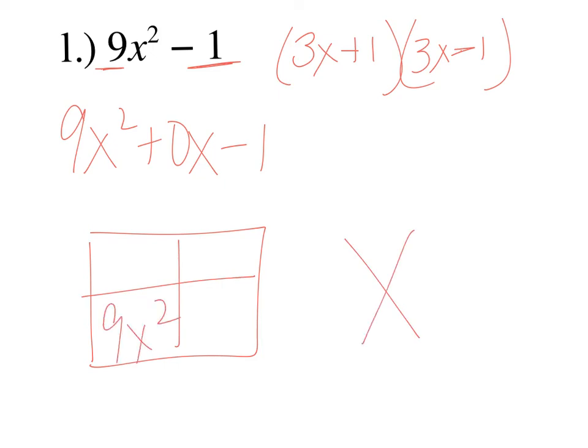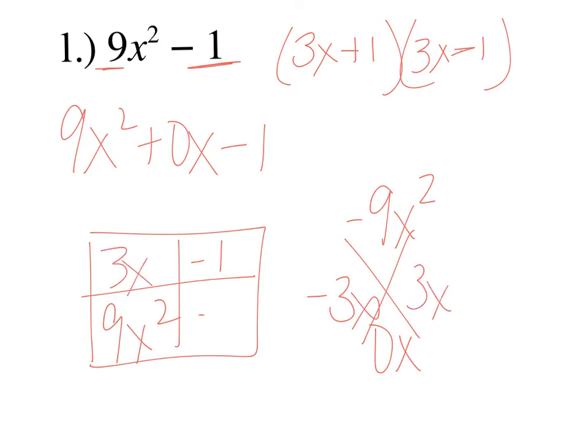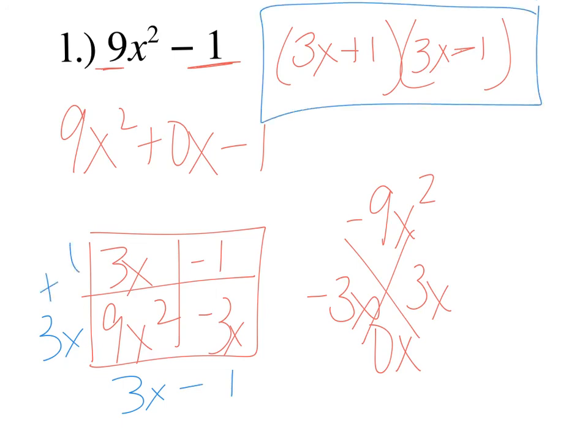So 9x squared in the bottom, negative 1 in the top right, multiply to give us negative 9x squared, add to give us 0. So this is going to be negative 3x and positive 3x. So when we go to find our dimensions, we'll have 3x and 3x. This will be minus 1, and this will be a plus 1, which will give us the same answer.